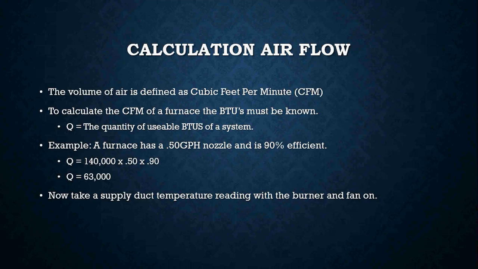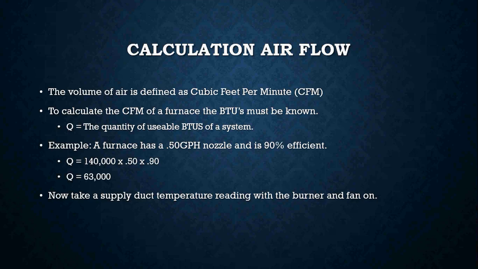When it comes to calculating airflow, along with our nozzle sizes, we have to understand that air is calculated in cubic feet per minute, right? It's volume. Okay? To calculate the CFMs of a furnace, the BTUs have to be known. We've got to know that. Okay? So Q is the quantity of usable BTUs of a system. What's actually being put into the conditioned space.